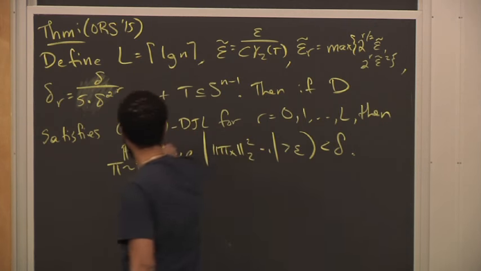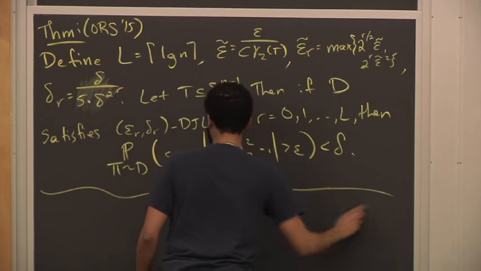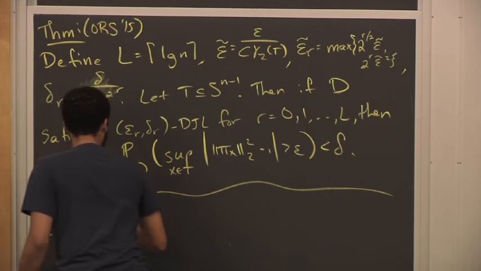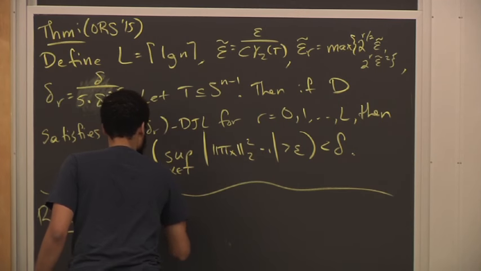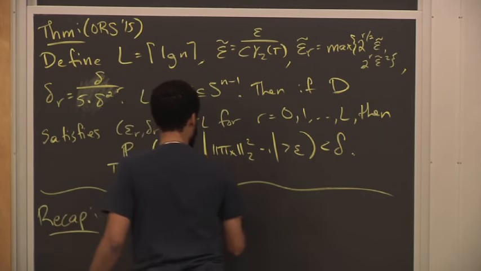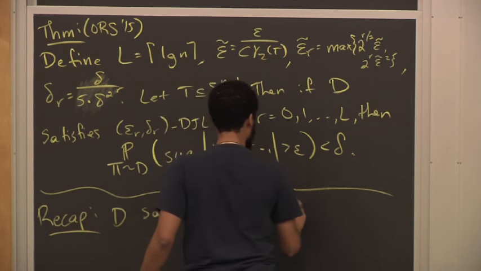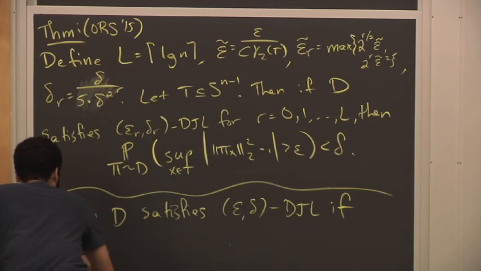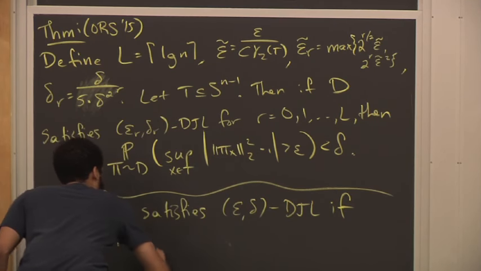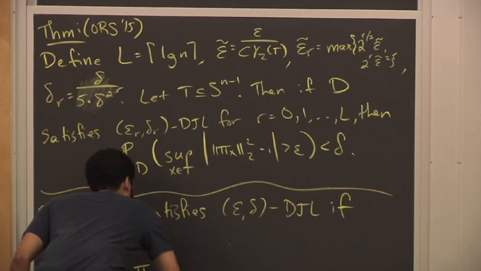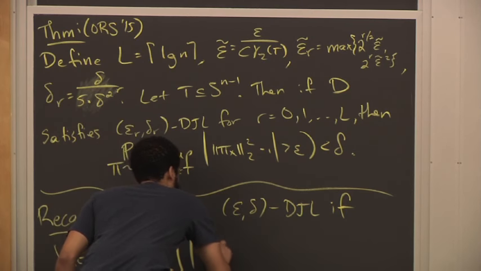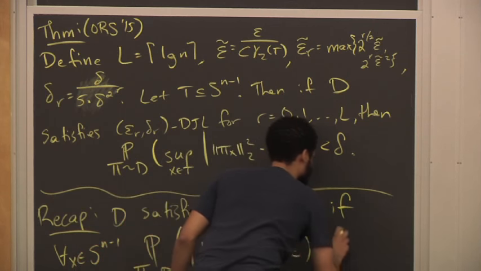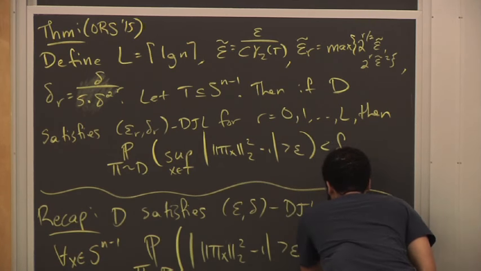Also, just to make sure we're on the same page with what DJL means, a recap on a definition: D satisfies epsilon-delta DJL if for all x of unit norm, the probability that a random matrix coming from this distribution fails to preserve x up to epsilon is at most delta. Actually, it's going to be useful for me to say something.